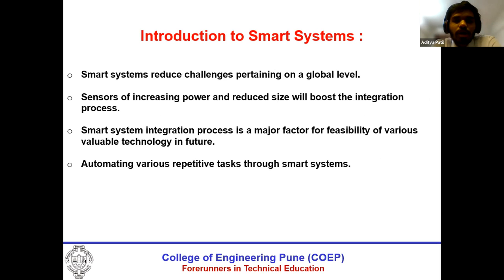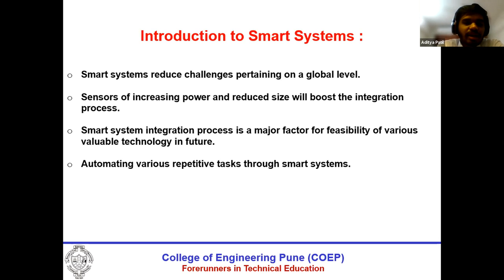In all the above mentioned domains, there has been increasing utilization of smart systems over the recent past, which can be credited to the fact that smart systems reduce challenges pertaining on a global level, which are man-made climatic changes, waste, or medical care. The IoT technology, wherein every object and even every person is interconnected via the internet, will become more feasible due to the ease of smart system integration process.